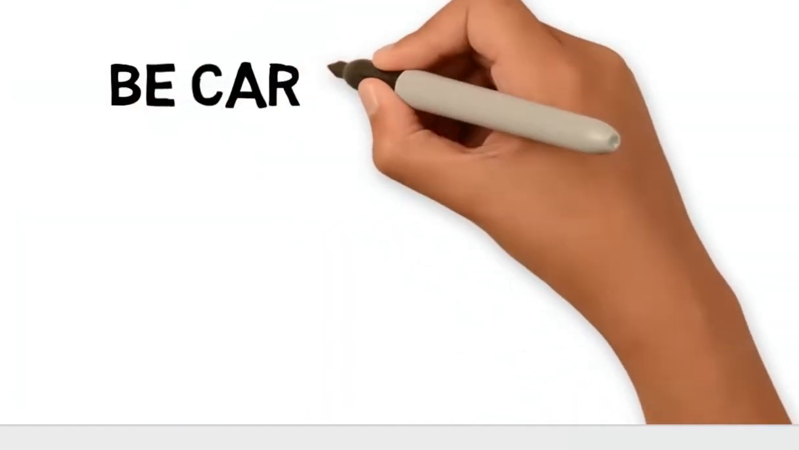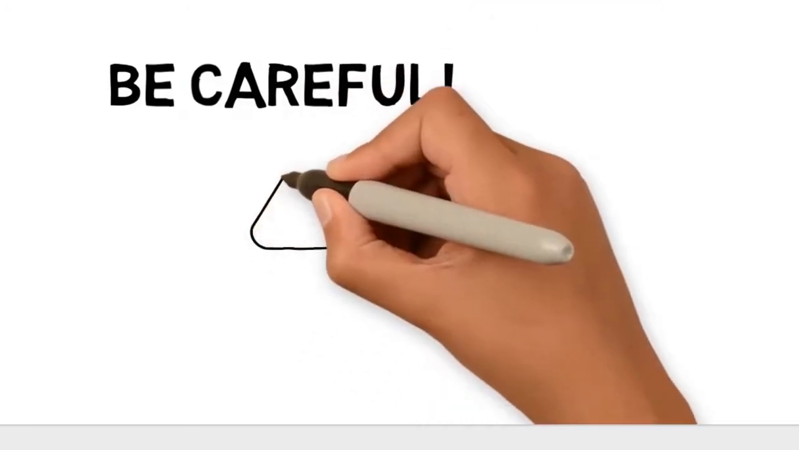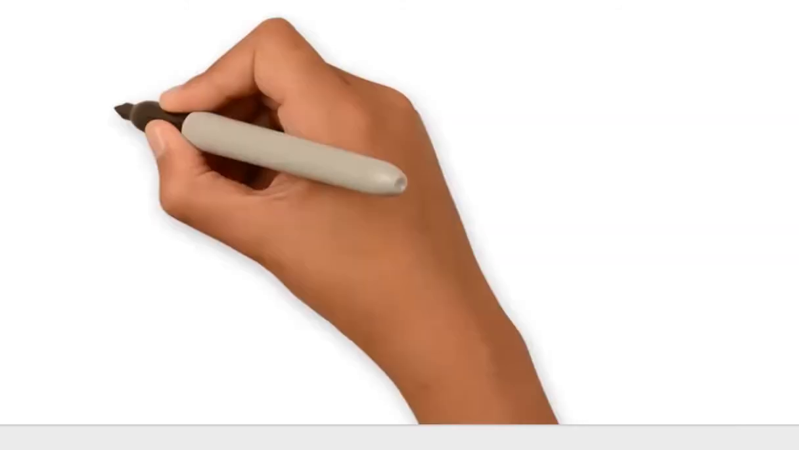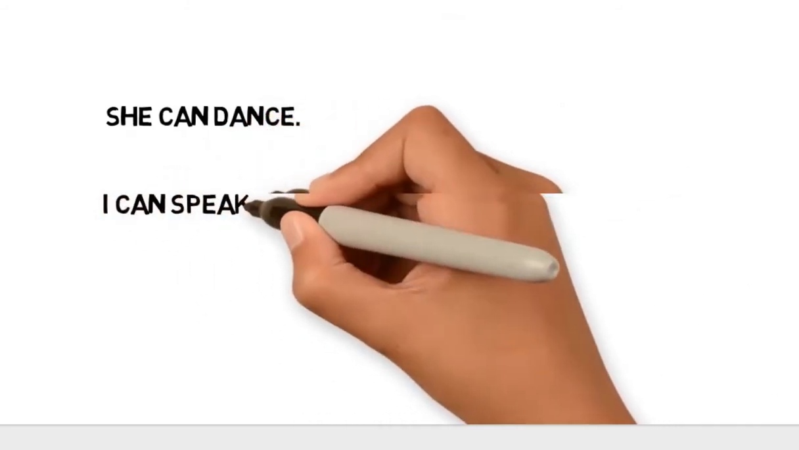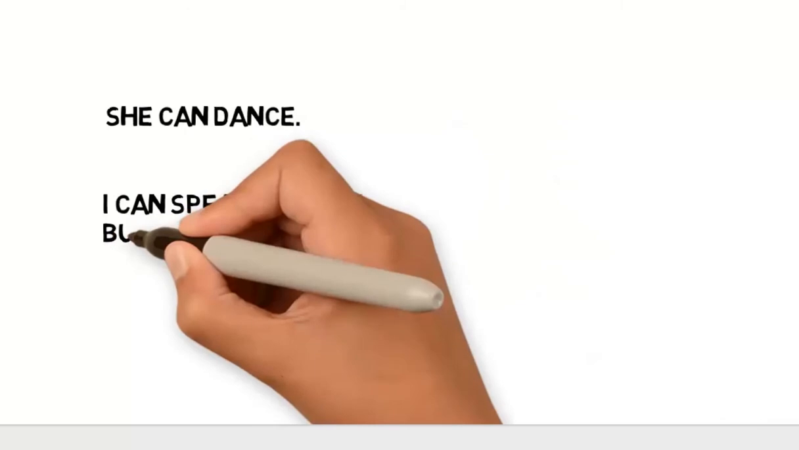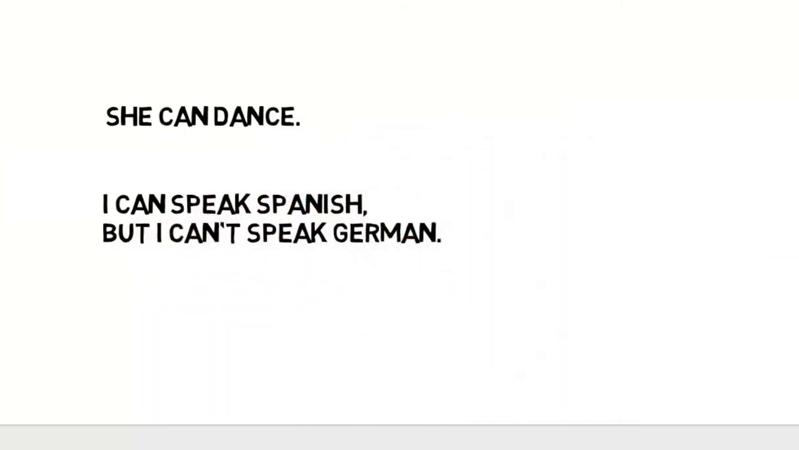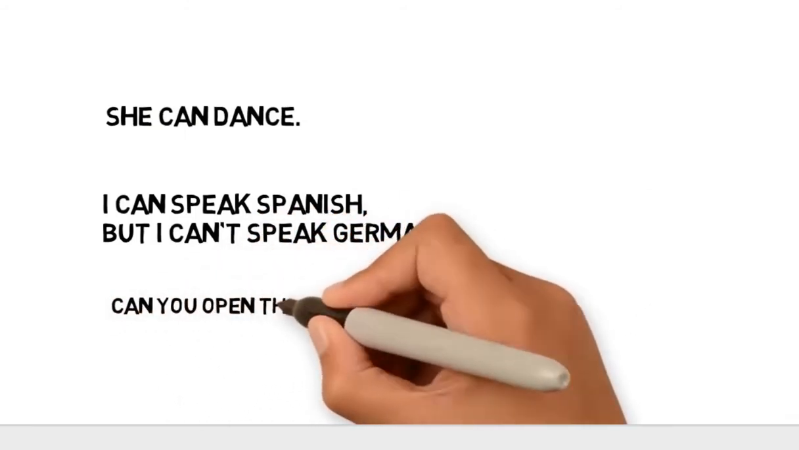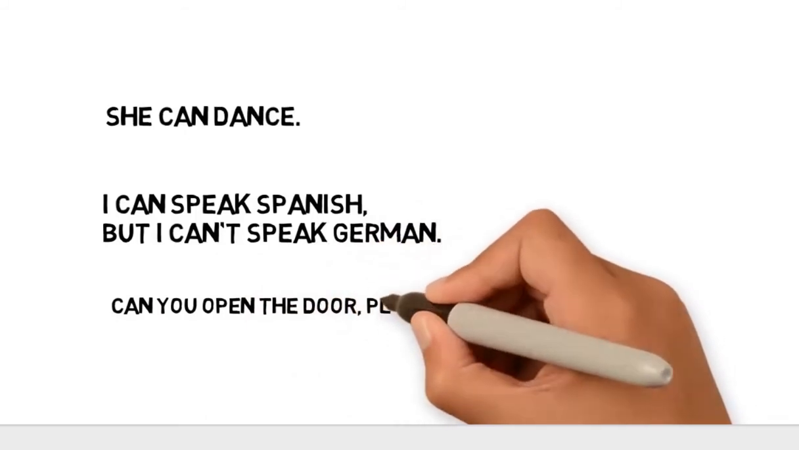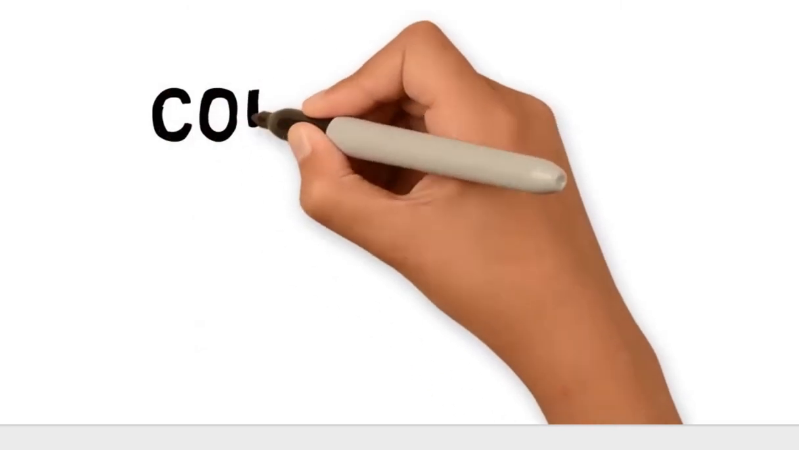Be careful. The main verb is always used in base form with all the subjects. Let's analyze some of the examples we have practiced before. She can dance. Not dances. Dance. I can speak Spanish, but I cannot speak German. Speak is the base form. Can you open the door, please? Open is the main verb, and it is in base form.